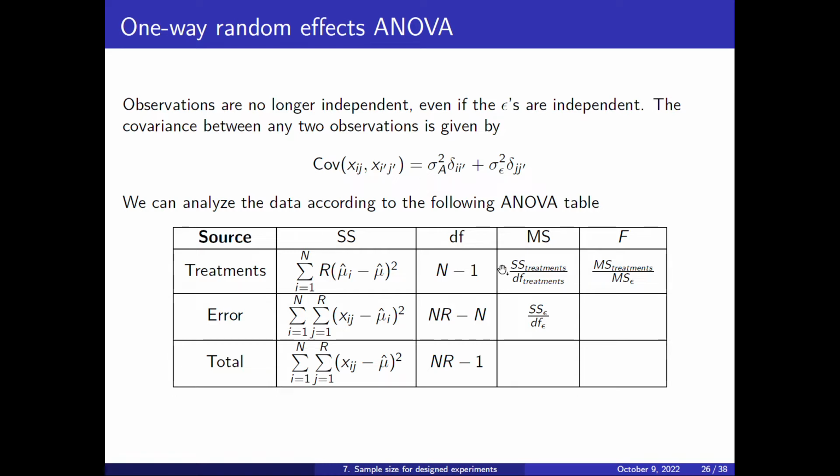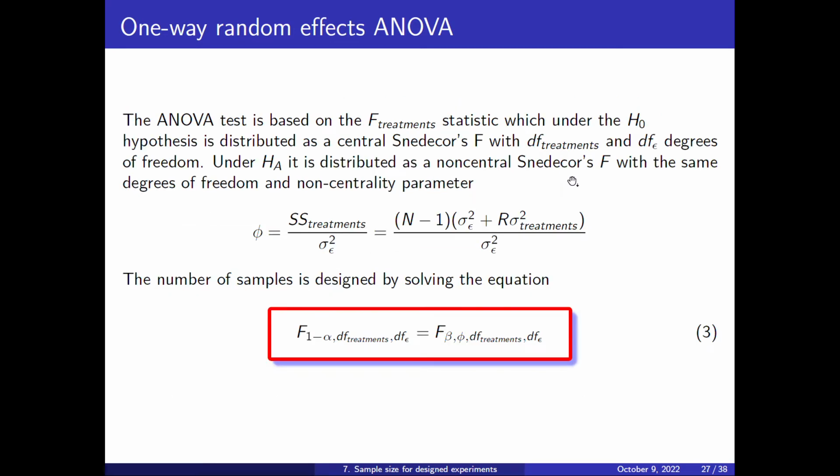It is interesting to know that the covariance between any two measurements is this one: sigma squared A if those two observations are coming from the same person. I is the person, J is the measurement. So if they come from the same person, we have sigma squared A, and if they are the same observation, so this J, we have sigma squared epsilon J.